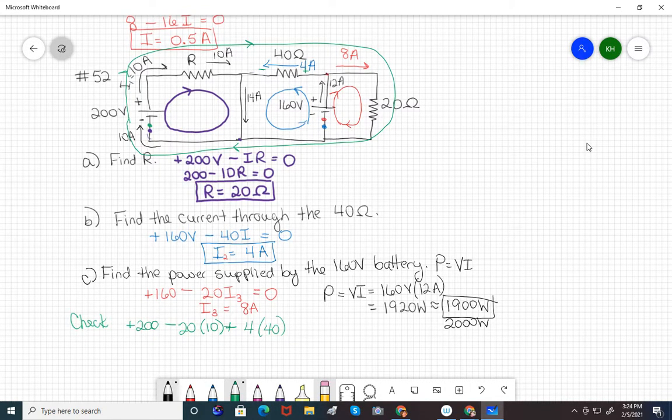And then I get to this last little part. This time I'm going back with the current. So minus 8 times 20, IR. And then that's it. There's no more resistors. I go all the way back around. That better equal 0. Well, it clearly does. There's 200 minus 200 plus 160 minus 160 equals 0.